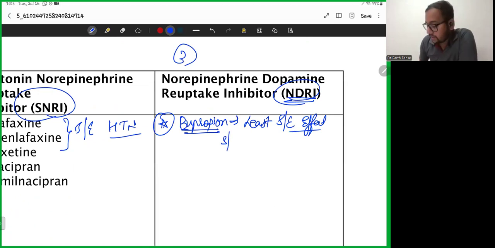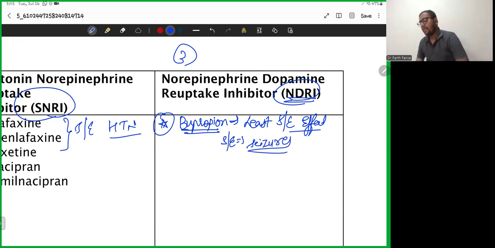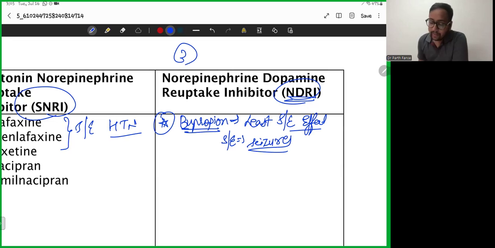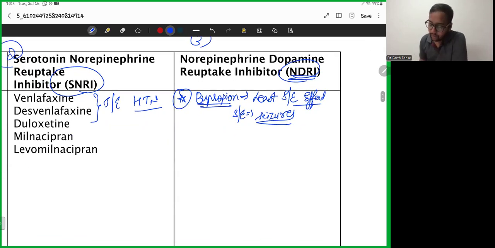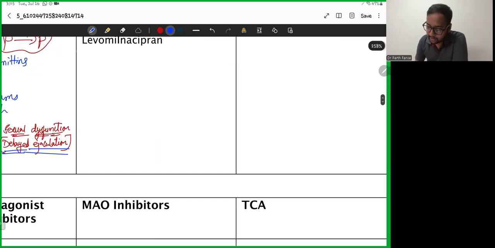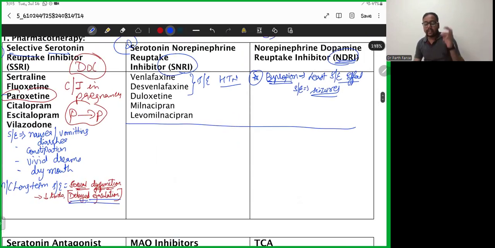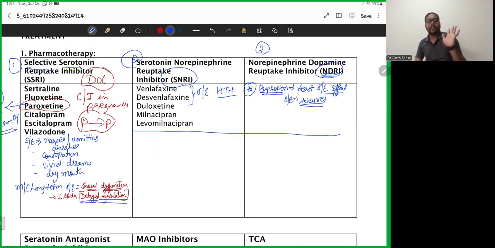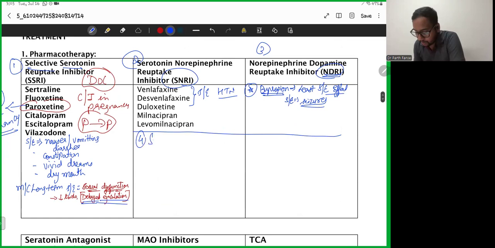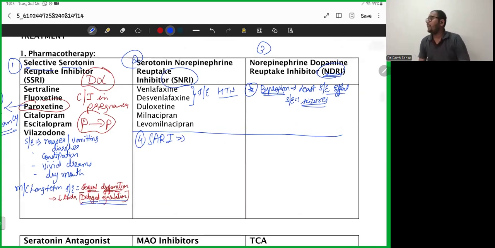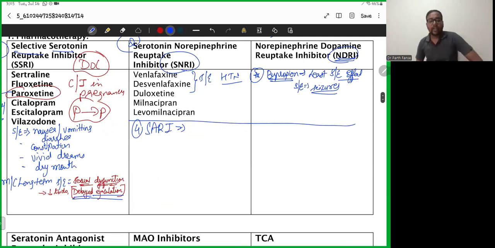But one side effect commonly seen in these patients is seizures. The side effect which is more commonly seen is seizure, but it is very rare even. It is the least side effect drug. Okay? Coming to the next part, that is the fourth way you can treat the patients. We have talked about three drug classes: SSRI, SNRI, NDRI. Coming to the fourth one, SARI, that is serotonin antagonist and reuptake inhibitor. In it there is one drug to remember, that is trazodone.